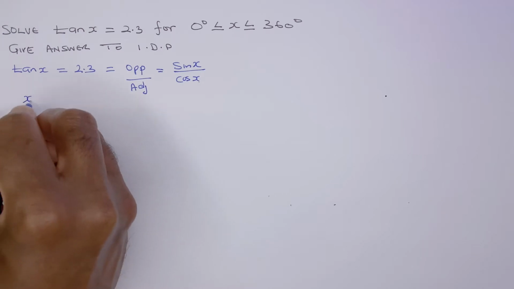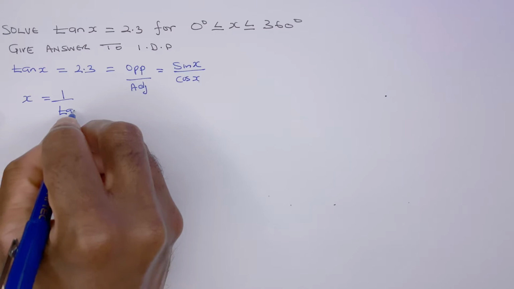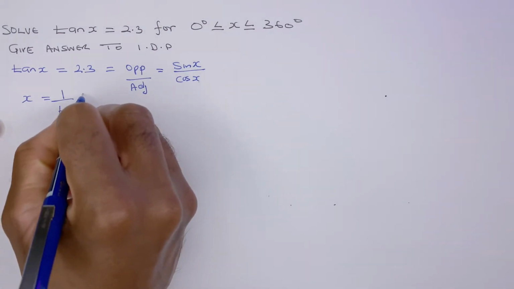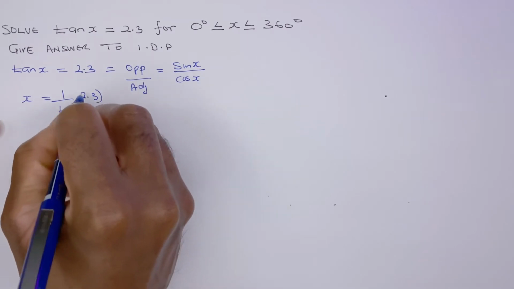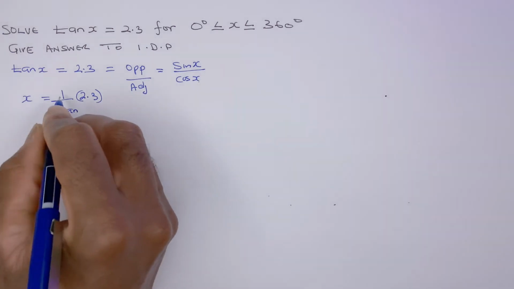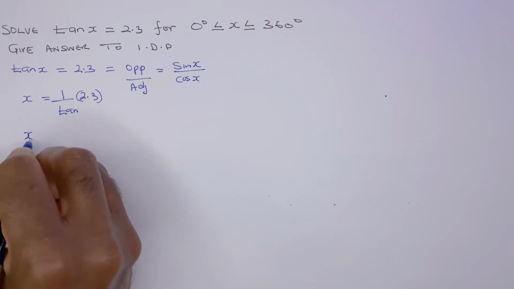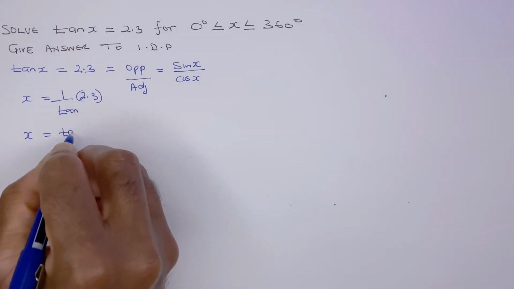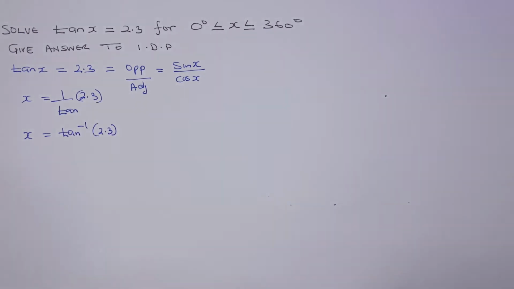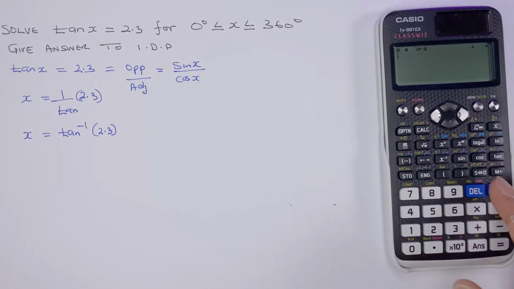So we get x equals 1 over tan. If you're dividing by something, you're basically multiplying it by 1 over something. So 2.3 in brackets there, that's times 2.3. Therefore, in indices, 1 over something is something to the power minus 1. So that's x equals tan to the power minus 1 of 2.3.